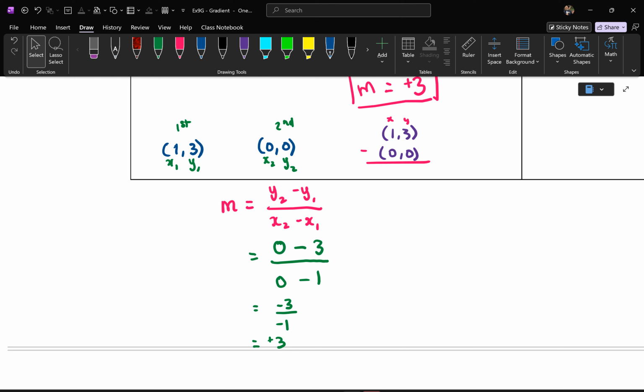It would have been 3 divided by 1. So it doesn't matter which one is 0.1 and which one's 0.2. You can choose whichever you want. Make sense? I want you to have a go.